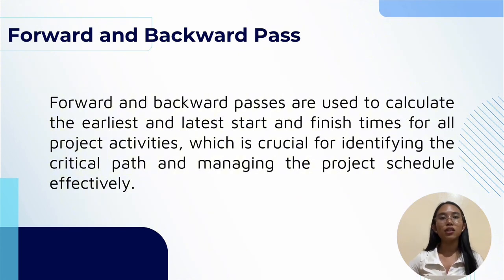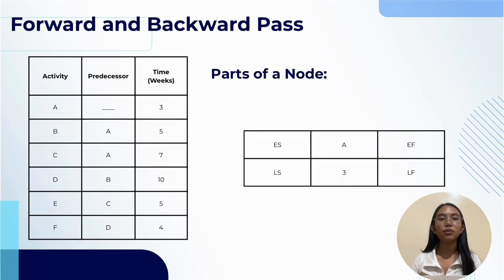After constructing the network diagram, the next thing to do is the forward and backward pass. The forward and backward passes are used to calculate the earliest and latest start and finish times for all project activities, which is crucial to identify the critical path and manage the project schedule effectively. Before we proceed, let me first explain the parts of a node.